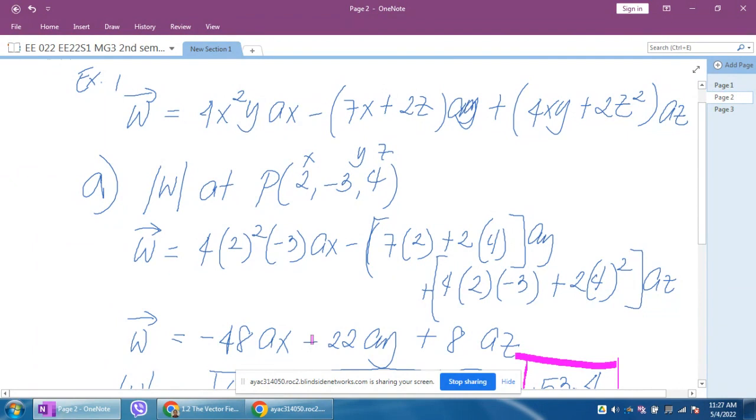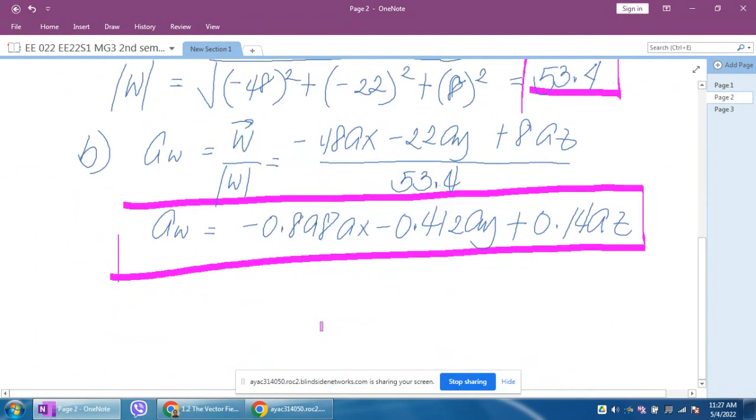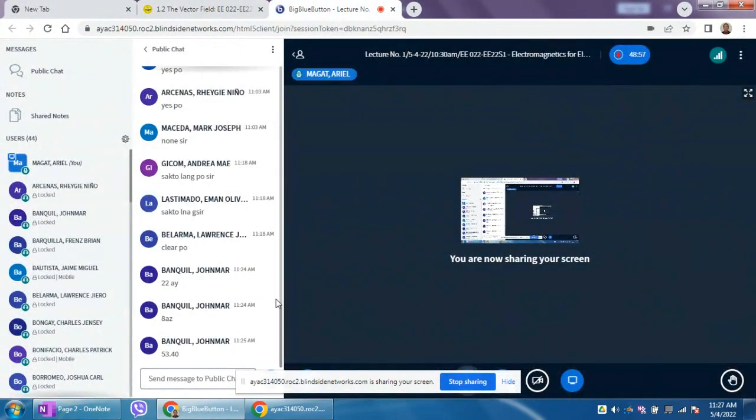Tanong, class. Pag sinabing unity, anong numerical value ng unity? Hindi po politika ang pinag-uusapan natin dito. Pag sinabing unity, unity is equal to what value? Chat box, please. Sige nga, pag sinabing unity, ano po ang value? Walang kinalaman sa politika.